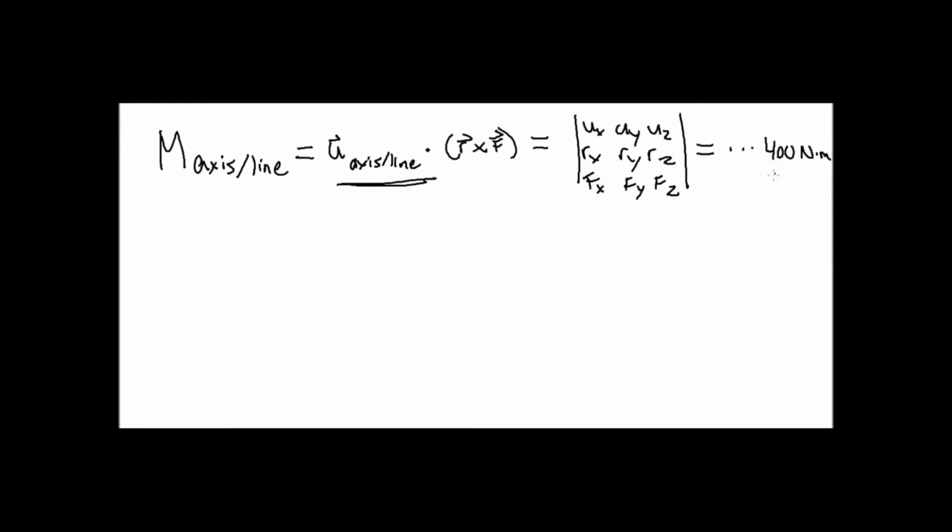Now, why is it that you get a number and not something with I, J, and K components? Well, let's take a look at what this actually looks like in a real situation. Let's say that we have some kind of a pipe attached to a wall, like this. And we have some force, F, acting on the end of the pipe. And what we want to find is the moment about this line here. Let's call it line A.